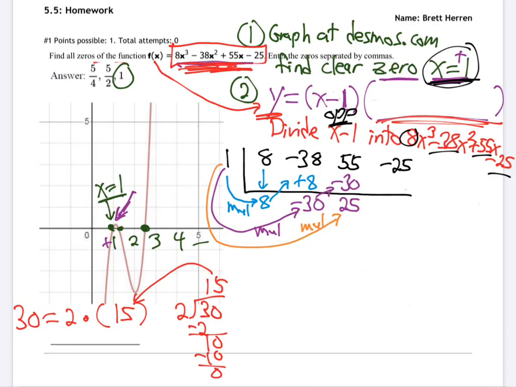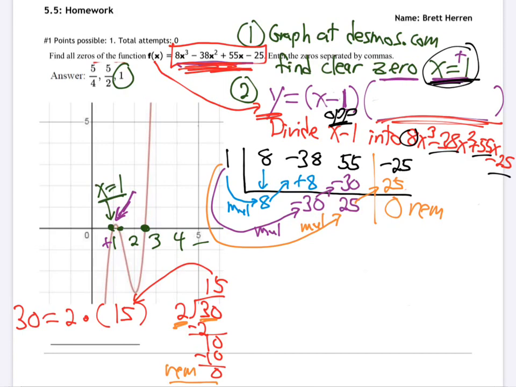1 times 25 is 25. Add them up. 0. Remember that last spot is the remainder. So we got a 0 remainder, just like over here, we got a remainder of 0. Why? Because 2 goes evenly into 30. That's what it means when you get a 0 remainder. There's nothing remaining. It goes in perfectly, evenly.